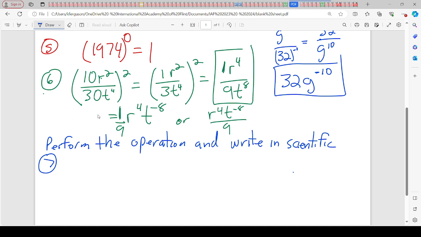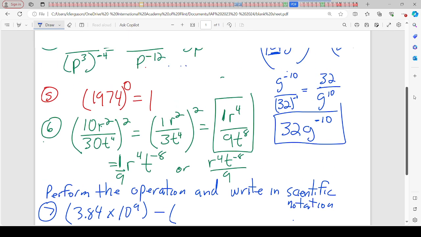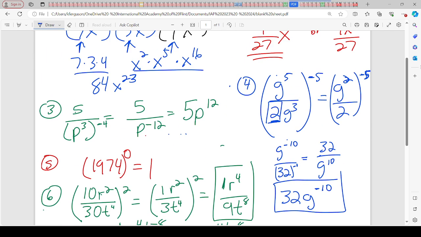Perform the operation and write in scientific notation. Okay, so let's see. Minus. Go for it. Back to number three. If it's positive, I don't understand. Okay. The exponent is negative. That means I move it.